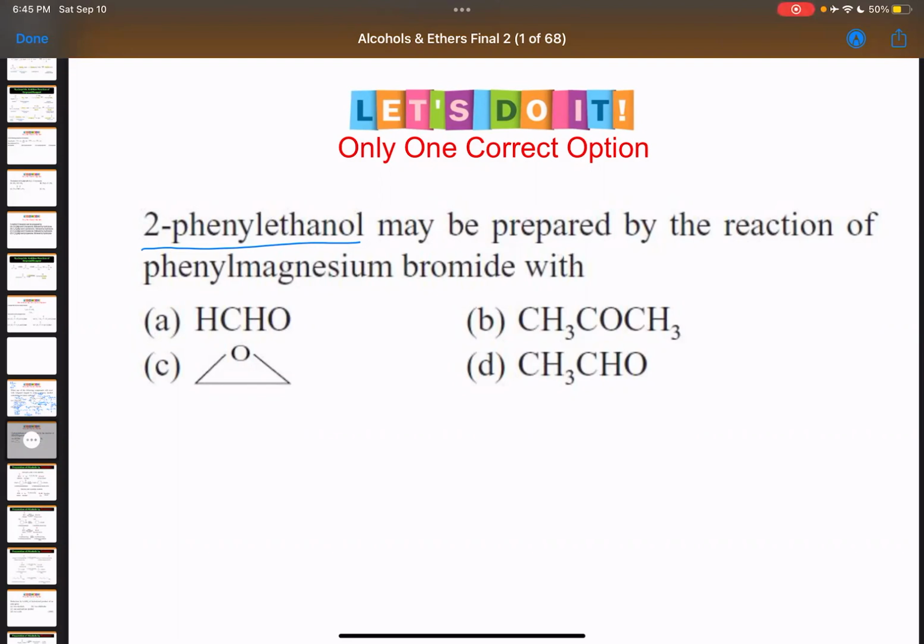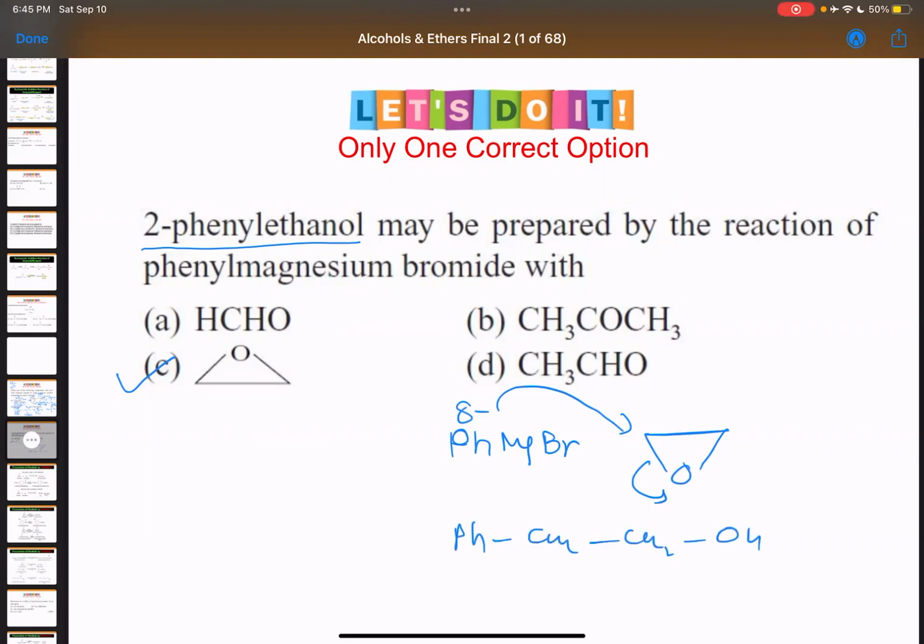Options. Yeah, option C, correct. So yeah, phenyl ethanol, PhMgBr you took, and you took this one. Yeah, correct. Ph minus is there, phenyl is there, and this is going to be Ph CH2 CH2 OH, right? So this is ethanol, and the numbering will be done from here, 1 to 2 phenyl.